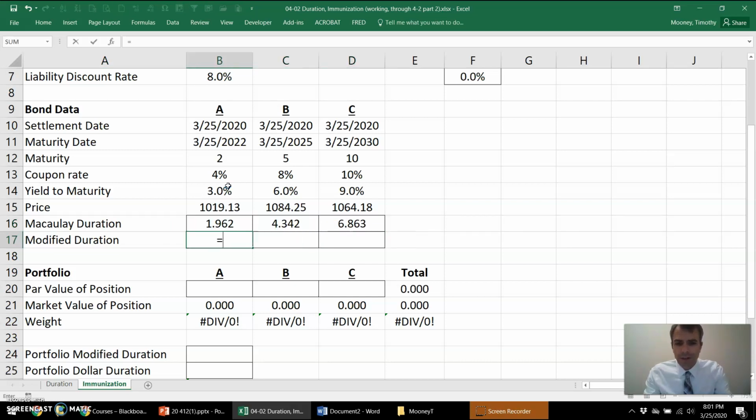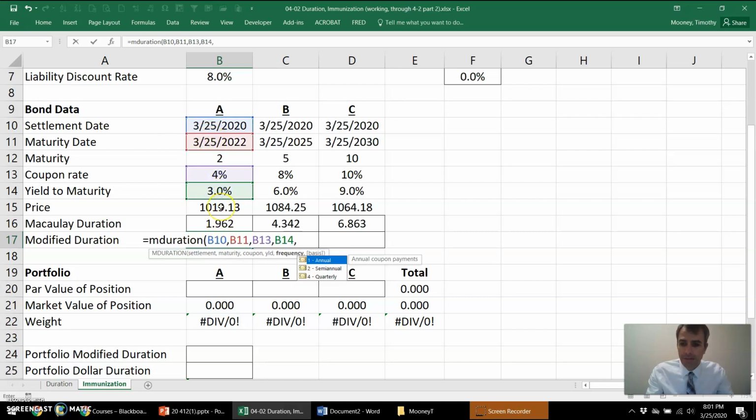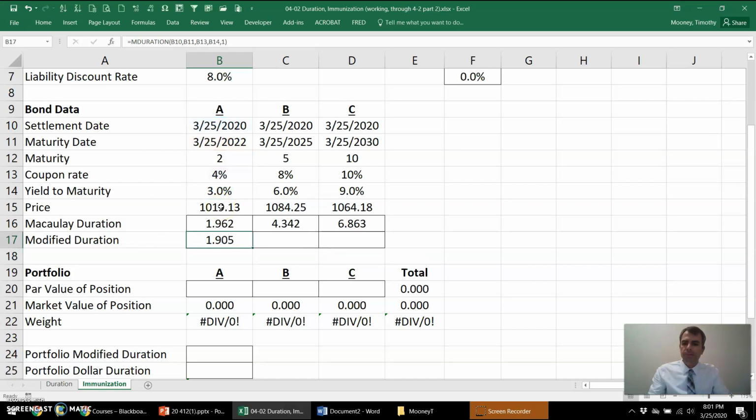Here are the Macaulay durations. Now the modified duration equals MDURATION, a function of the settlement, maturity, coupon, yield to maturity, and the frequency, annual. Okay, and so we see that bonds with longer maturities have more interest rate risk, which I think we've talked about already. For this 10-year bond, a 1%, 100 basis point change in interest rates is associated with a 6.3% decline in the bond's price. Compare that to the short-term bond. If interest rates rise by 100 basis points, this bond's price declines by less than 2%, right? So we can see higher duration means more interest rate risk.